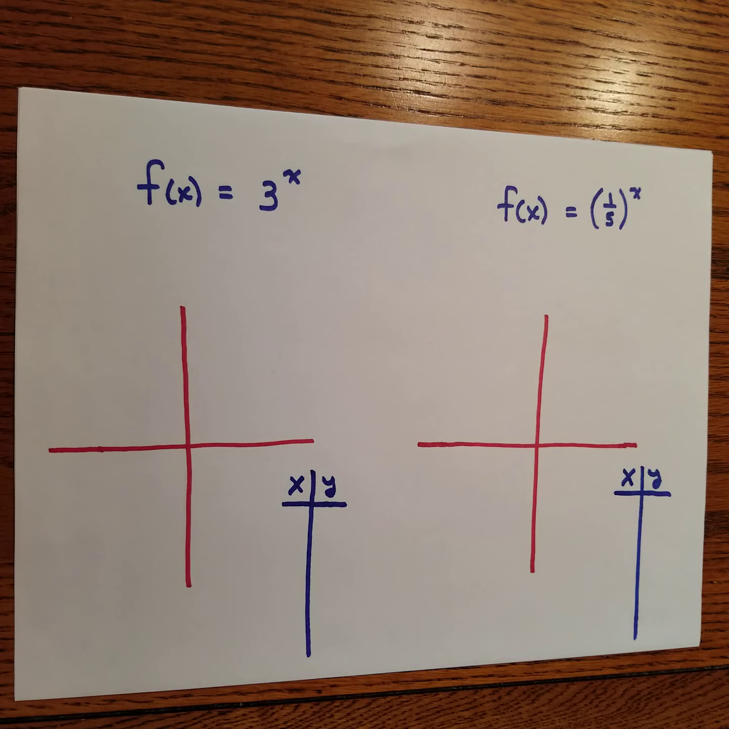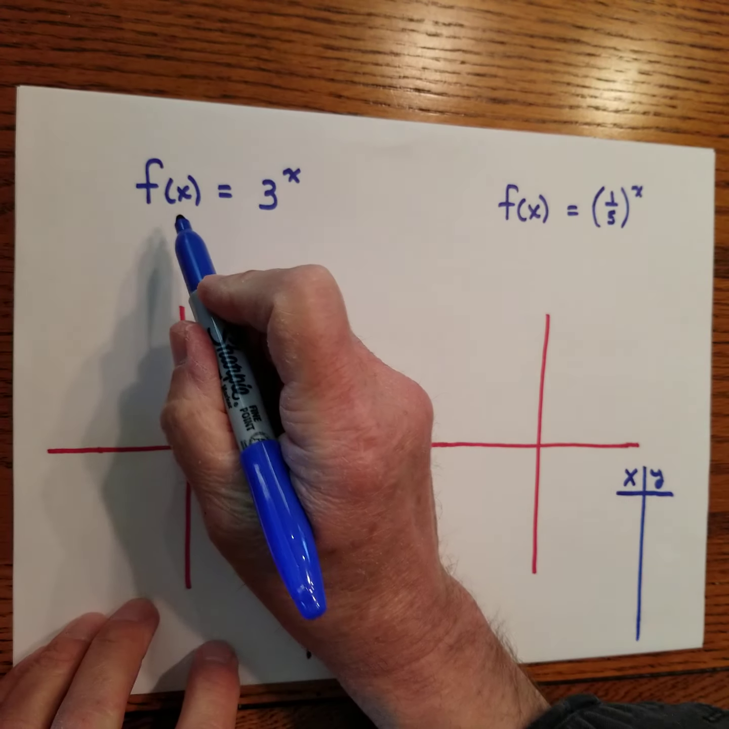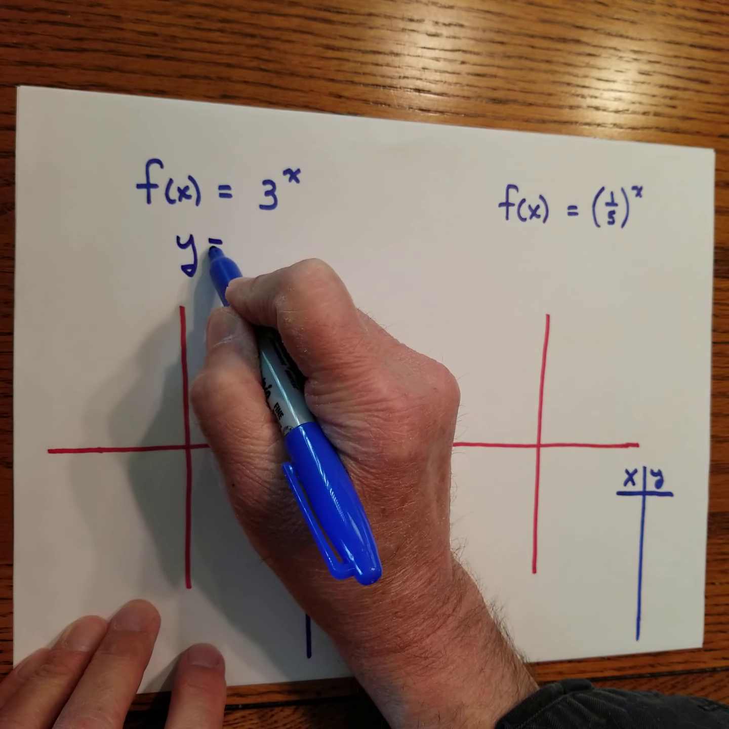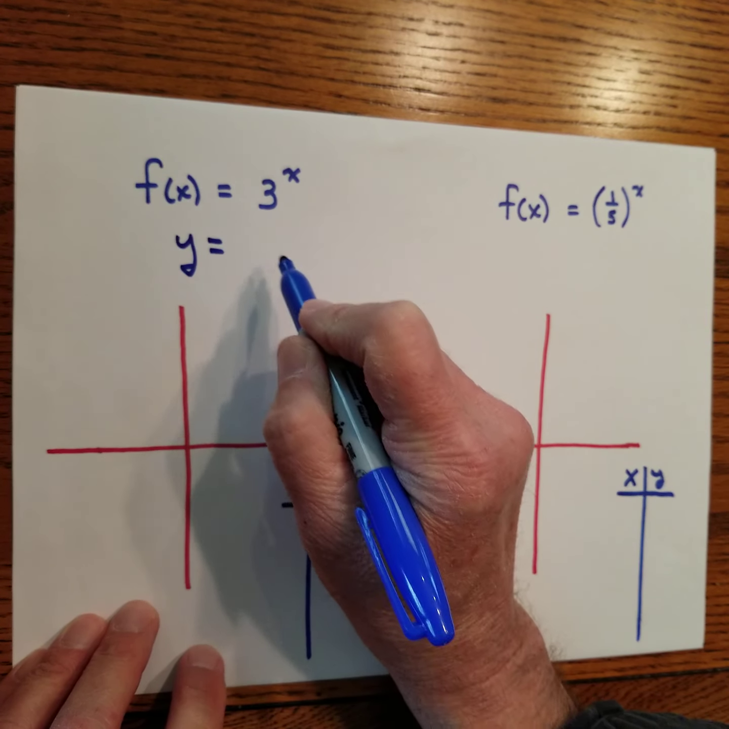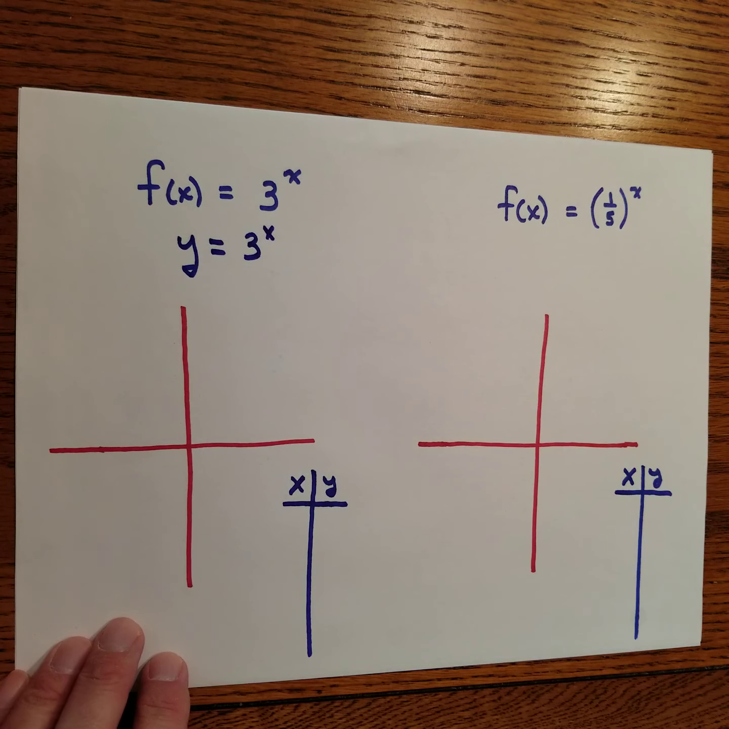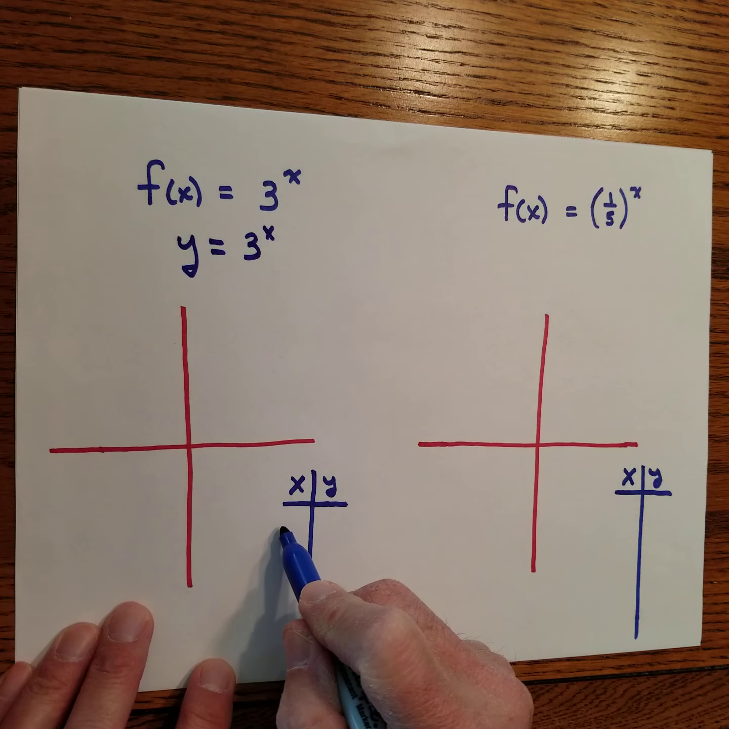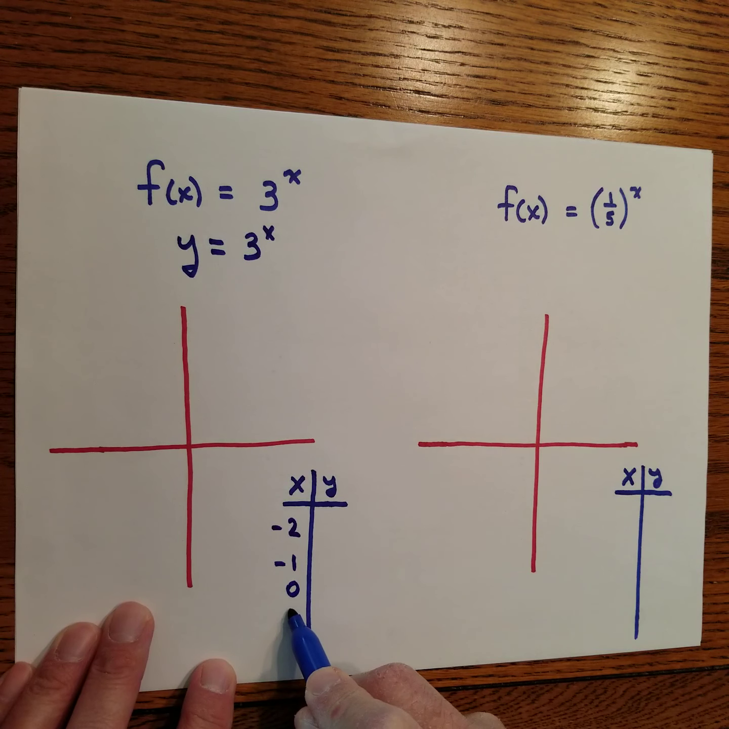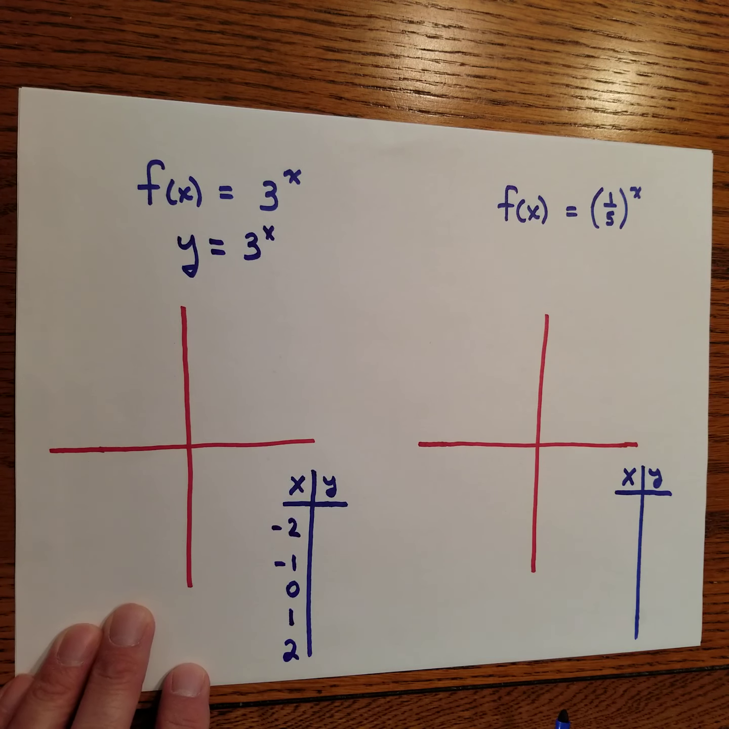Now it's time to graph a couple of exponential functions. I'm going to remember that f of x is just the formal name for y. I can rewrite f of x equals 3 to the x as y equals 3 to the x. When I graph basic exponential functions, I like to let my x values be -2, -1, 0, 1, and 2. Let's plug those x values in and see what y values we get back.